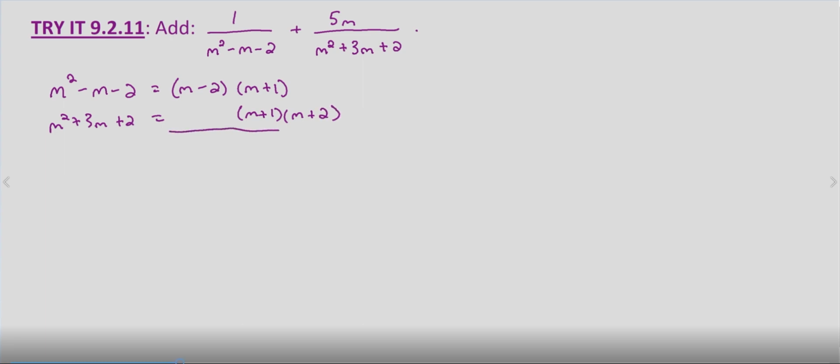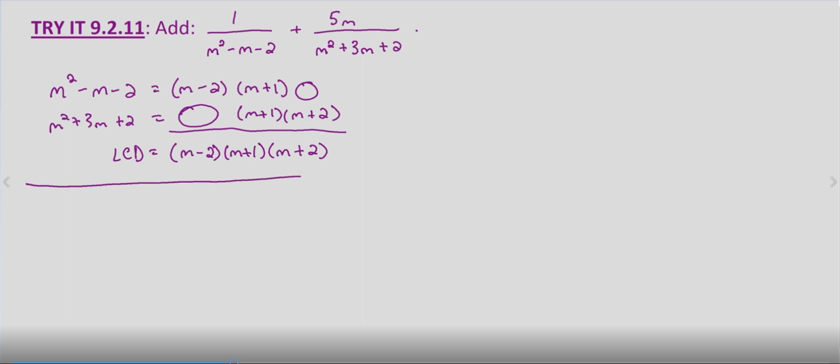And then we bring down all of the factors, and notice what each one is missing. So our LCD, our least common denominator, is m minus 2 times m plus 1 times m plus 2. So we found our least common denominator.